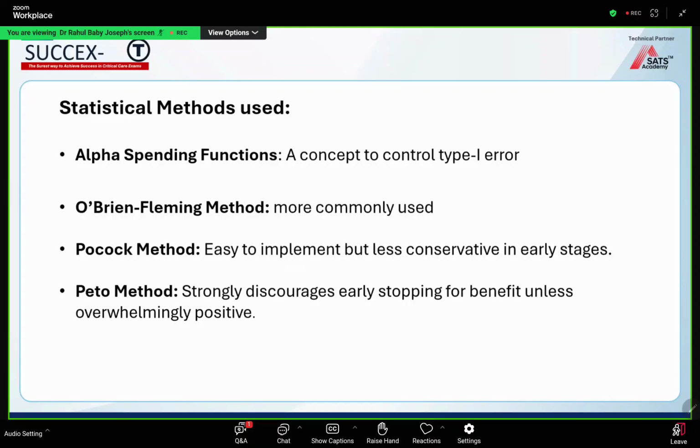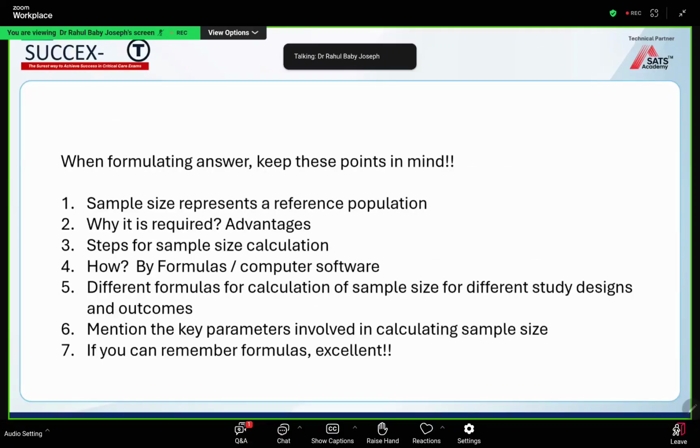And for doing the interim analysis, you have several statistical methods. One is the alpha spending function, a concept mainly to control the type 1 error. The O'Brien-Fleming method, which is the most commonly used method, and you have the Pocock method and the Peto method also.